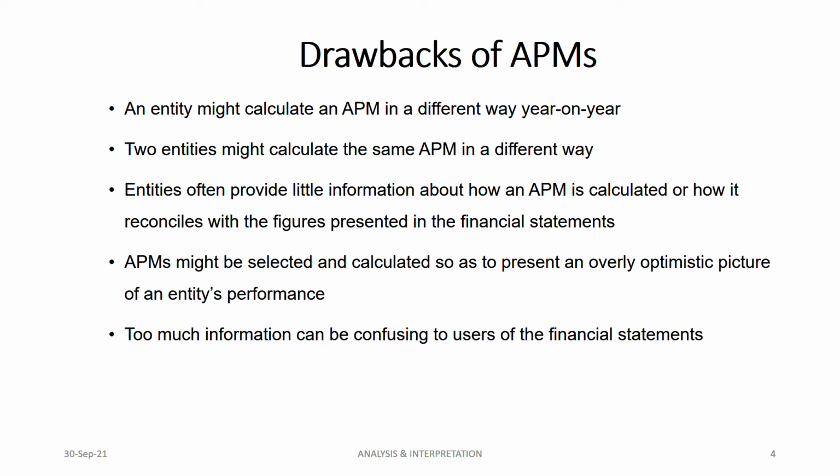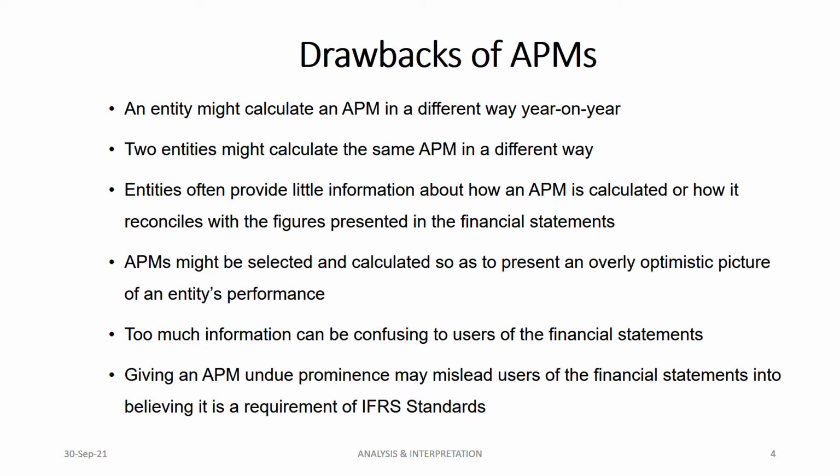Then, too much information can be confusing to the users. Too much, because users will not understand what is relevant and what is not, since they anyway have the information from IFRS, through the cash flow statement, statement of financial position, statement of profit and loss, and other comprehensive income. Now these are some additional measures, so it becomes very confusing. Then the last drawback is that some preparers of financial statements give so much importance to this additional performance measure, which can mislead the users, the investors, whoever is relying on those financial statements.